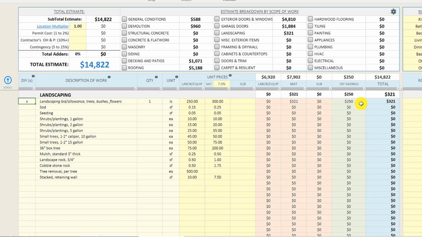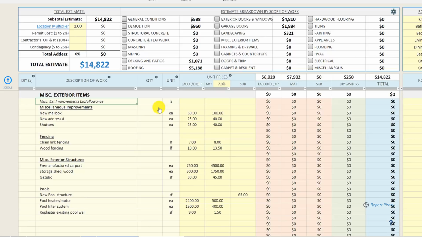So that can be a way for you to analyze whether it's worth doing the work yourself. I'll show you how that gets plugged into our analyzer later, but you can analyze to see how your DIY budget compares to if you sub it out. So I'm going to allocate that one as a DIY item that I'm going to do the work myself.